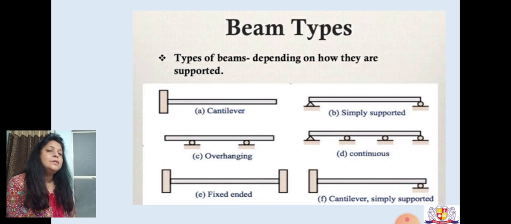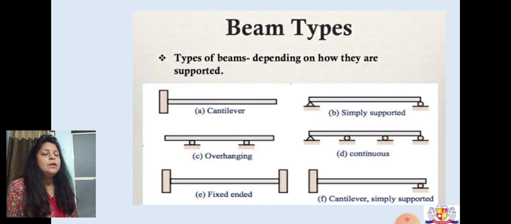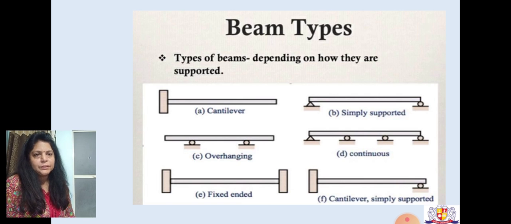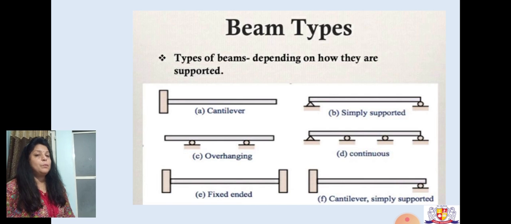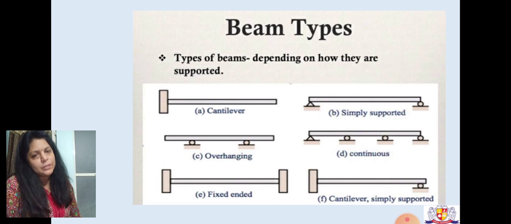Then second is simply supported. Everybody has seen that in a particular room or residential building, sometimes two walls are connected with the help of a beam. So the beam is resting freely on both the supports. So it is called a simply supported beam. So in a simply supported beam, we have got two supports.